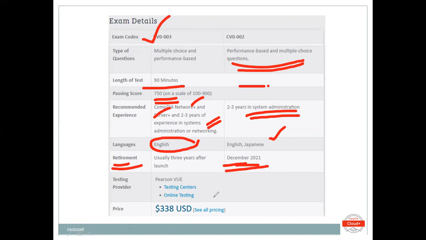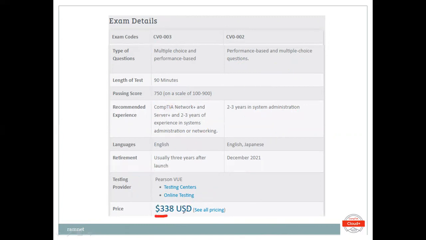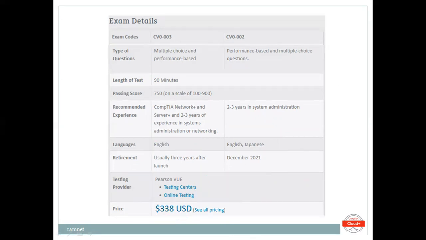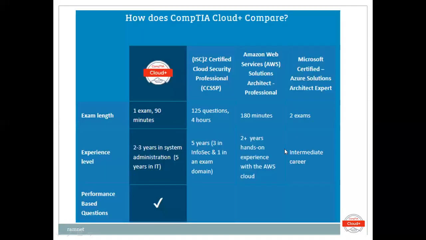Testing providers: online testing is available as well as testing centers. You can go to Pearson VUE. And what is the price? $338, near about $340. In Indian rupees it will come to 20,000 something. So better you go for this latest certification so that you will get a good market in that.